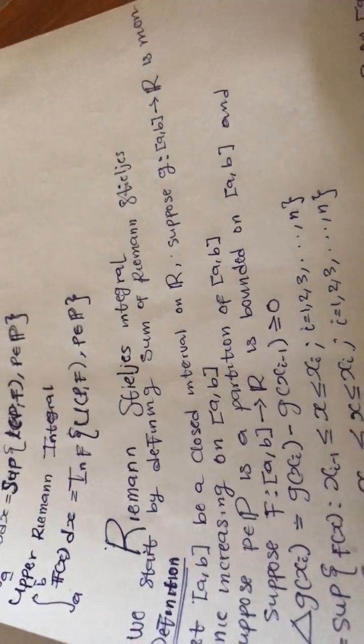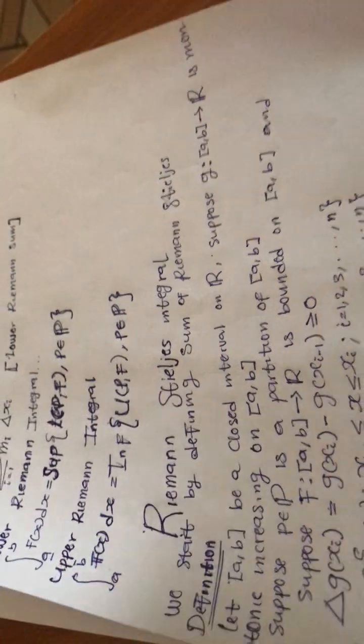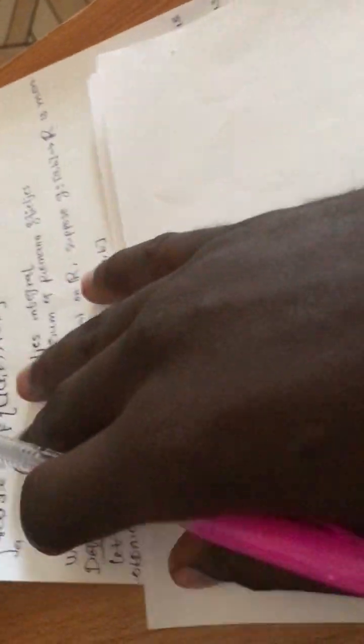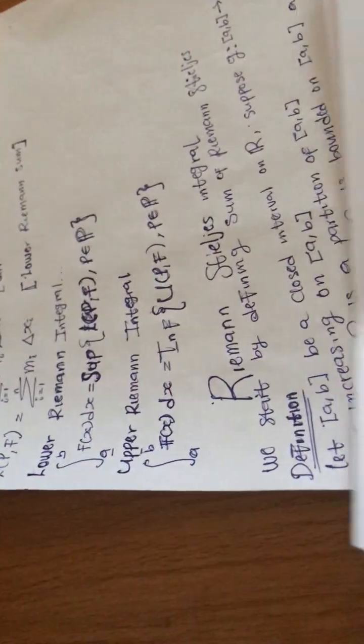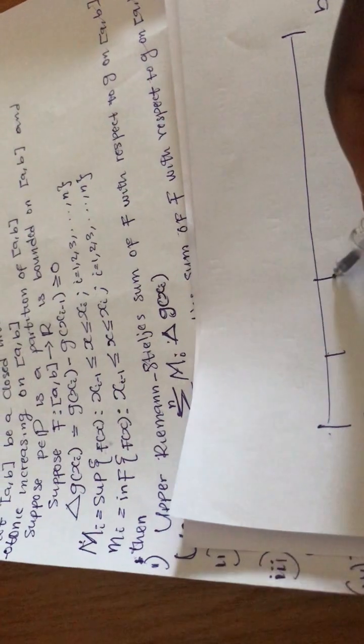Now let's come to the Riemann-Stieltjes integral. We start by defining the Riemann-Stieltjes sum, upper and lower. Now, you know the normal sum we've been working on, whereby we have something like this, our interval from a to b, partitioned like this.